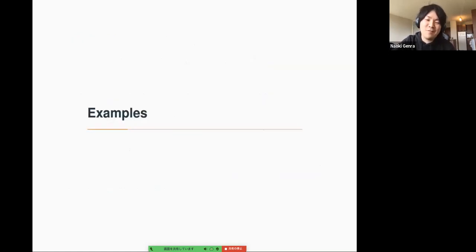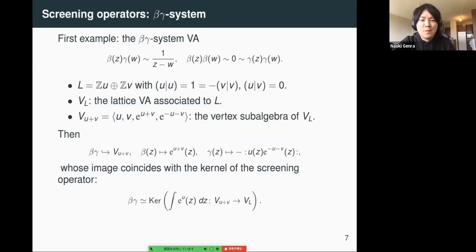So let's start from examples. The first example is the beta gamma system. The beta gamma system is generated by beta(z) and gamma(z) related by this OPE. If you consider the lattice L equal to Zu plus Zv, with inner product (u,u) equal to 1, (v,v) equal to -1 and (u,v) equal to 0, you can define the lattice vertex algebra associated with L.